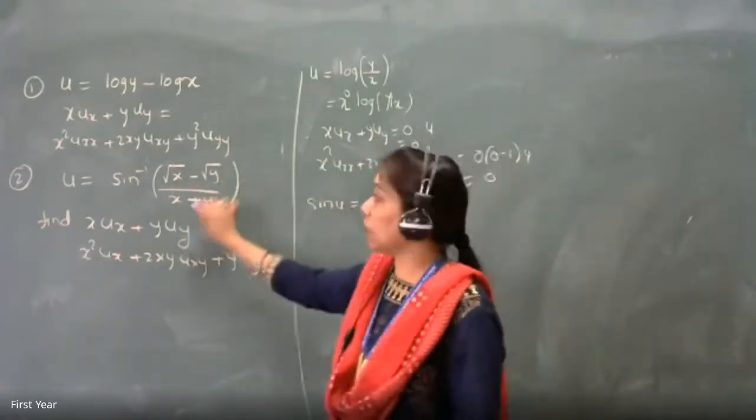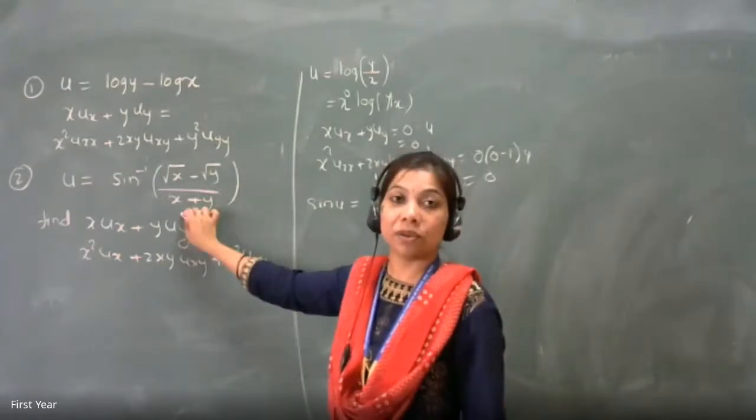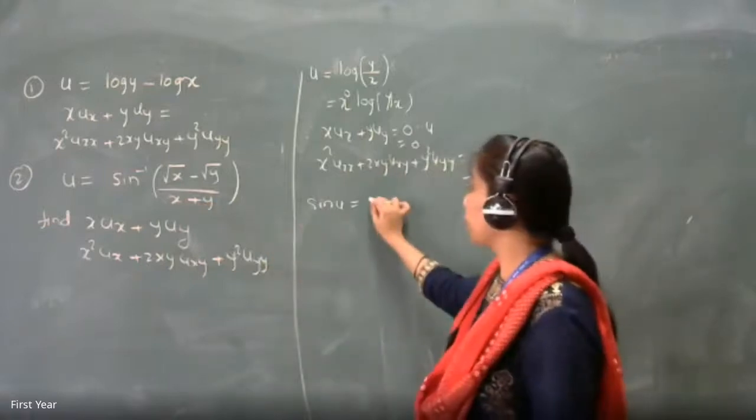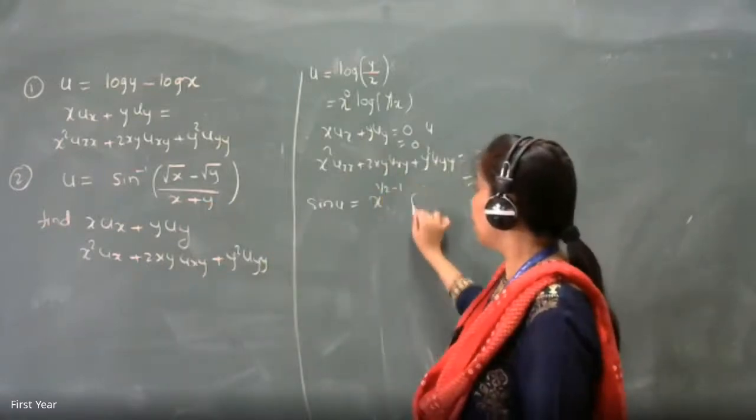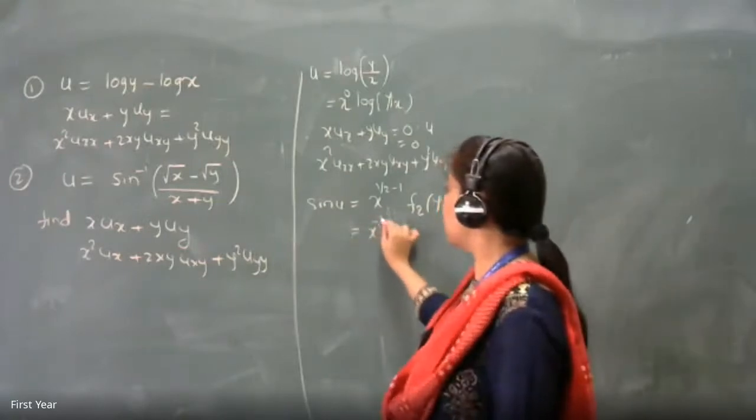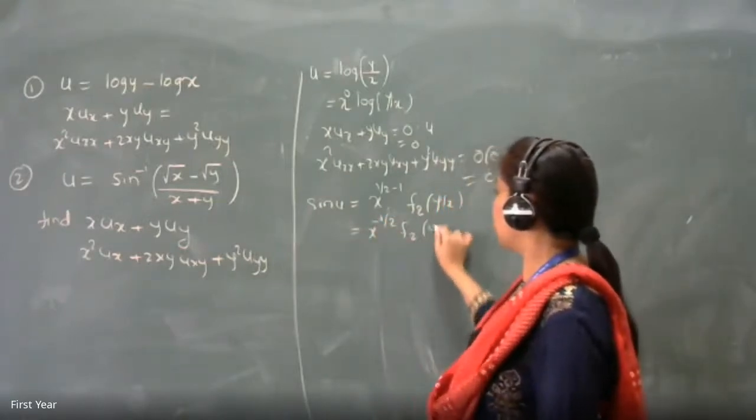Degree of numerator is half, degree of denominator is 1. Root x means half. x raised to 1 means 1. So what will be the degree? x raised to half minus 1 into some function of y by x. So that is minus half. x raised to minus half into some function of y by x.